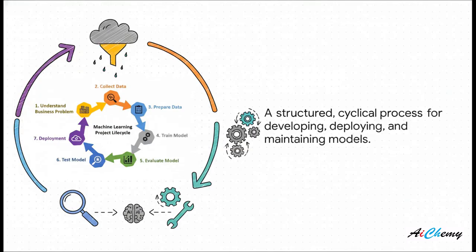And the key thing to get here is that this whole process isn't a straight line. It's a loop. It's continuous. You don't just build a model and walk away. You have to deploy it, you monitor how it's doing, and that feedback often sends you right back to the beginning to get more data or to retrain the whole thing. It's a really disciplined engineering cycle.